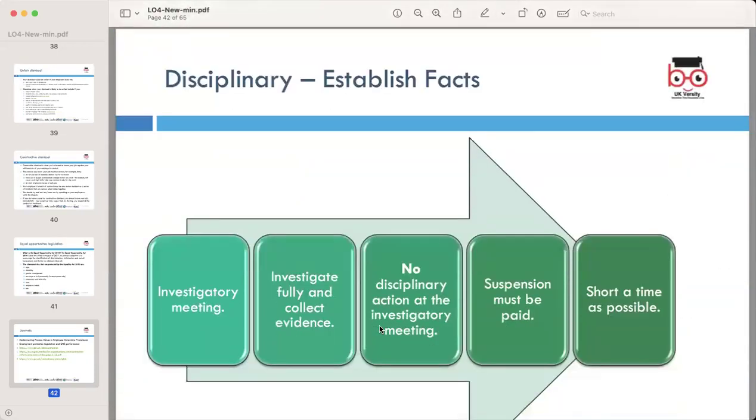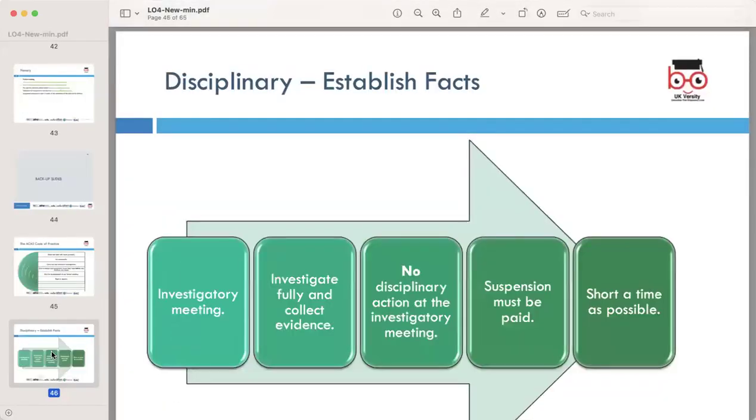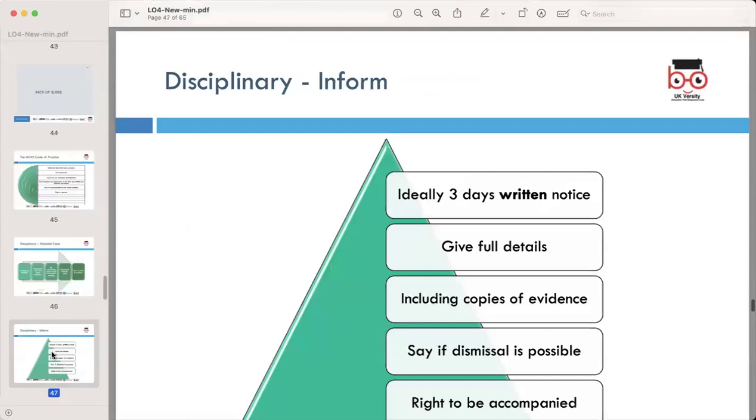Disciplinary: establish facts, investigatory meeting, investigate fully and collect evidence, no disciplinary action at the investigatory meeting, suspension must be paid and as short a time as possible. So, disciplinary establishes facts during the investigatory meeting. It is crucial to conduct a thorough investigation, collecting evidence to establish facts. If no disciplinary action is deemed necessary during this meeting, any subsequent suspension must be paid and kept as brief as possible.